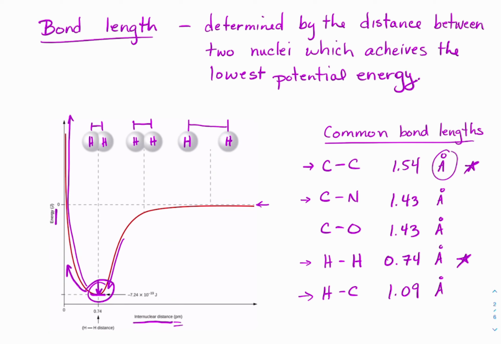There is a table in your textbook that gives you average distances between atoms of different types of elements. This table is Table 7.3.